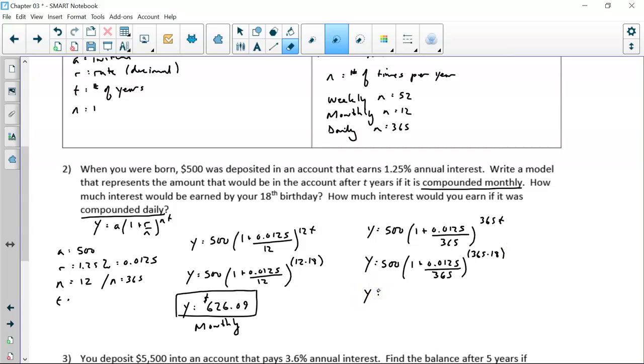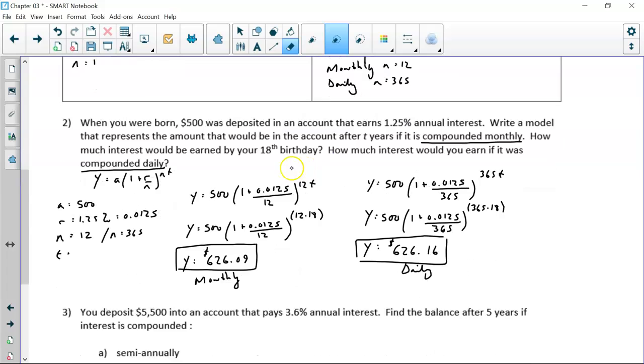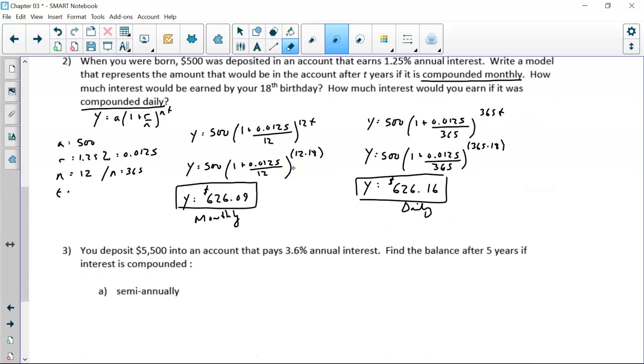So you can see when you type that in, you get $626.16. Changing it to daily made very little difference. We got about 7 more cents for daily. So it doesn't make that much of a difference because you're dividing and then just multiplying. So there's that other type, that compounded monthly, daily.